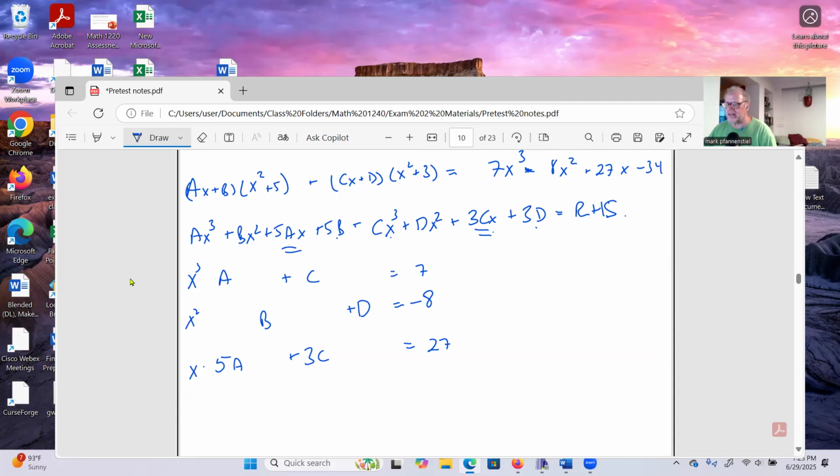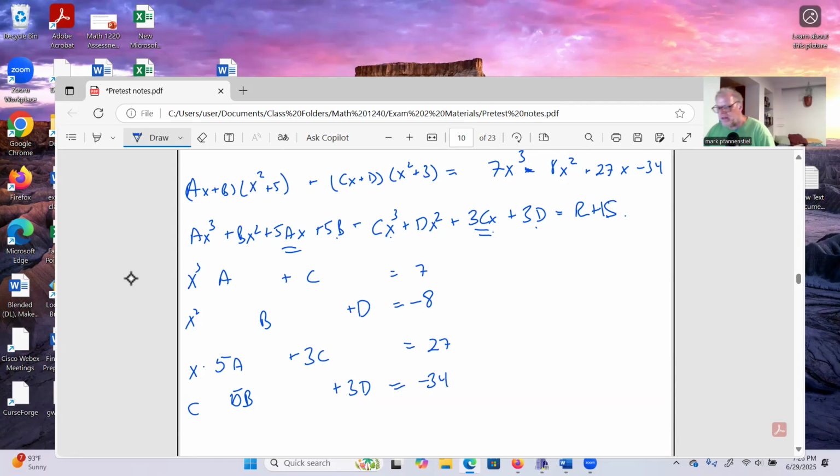For my constant, let's see here. We have 5b. Okay, here's my constant: 5b plus 3d is equal to negative 34.